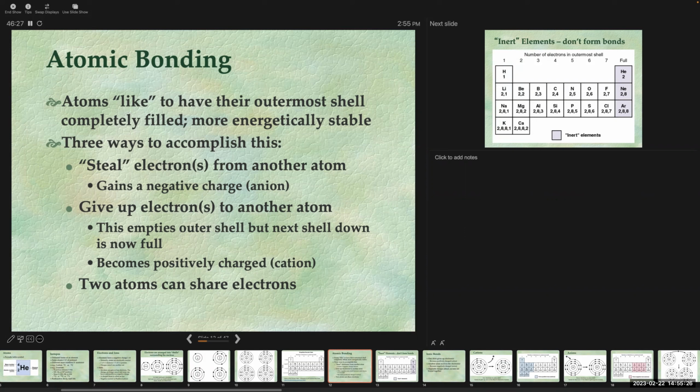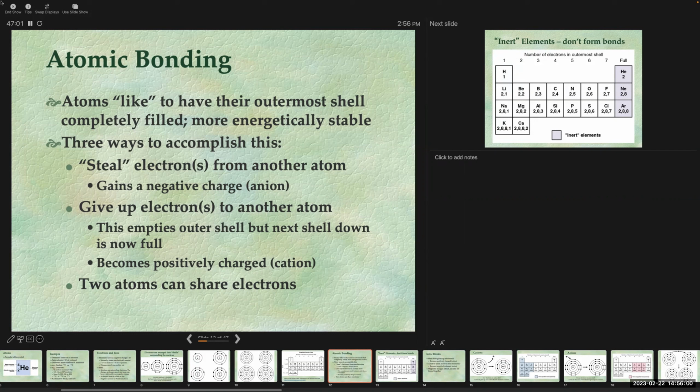That model is important for understanding how atoms actually form bonds. How do they actually bond to one another? And we like to say, even though we know this is not really accurate, that atoms like to have their outermost electron shell full. Now, obviously, atoms don't have feelings. They don't really like to have their outermost shell full.